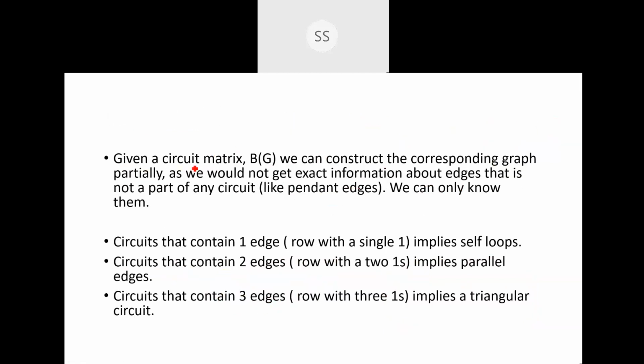Next, given a circuit matrix B of G, we can construct the corresponding graph partially. This is very, very important. So when you are given a circuit matrix, that is, this matrix B of G, which consists of your circuits B1, B2 goes on till Bn, and it also consists of your edges E1, E2 goes on till En.